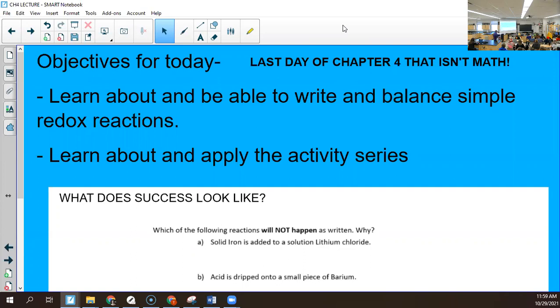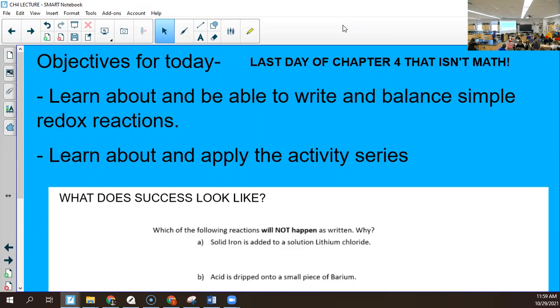So here we go. Objective: learn about and be able to write and balance simple redox reactions. And I mean super simple, because these are extremely complicated, but in chapter 4, they're not. We will get much more complicated ones when we get to chapter 19.